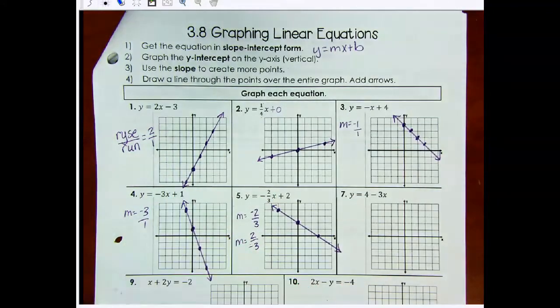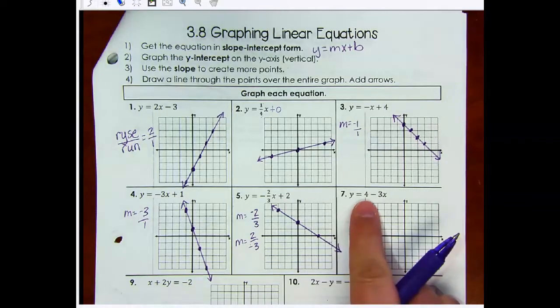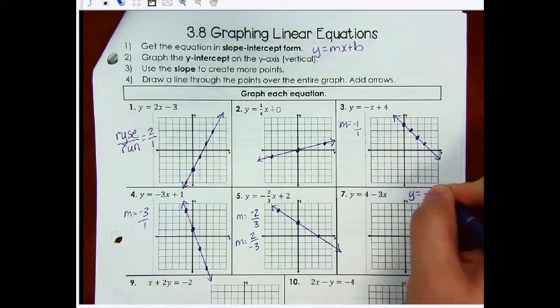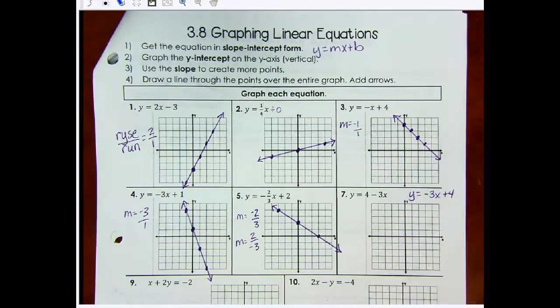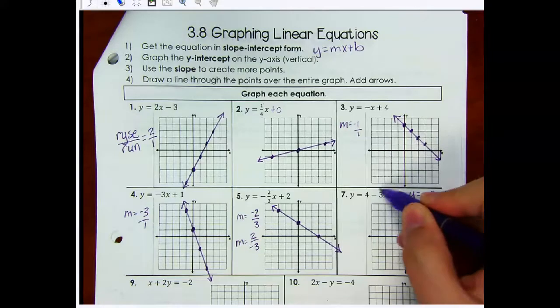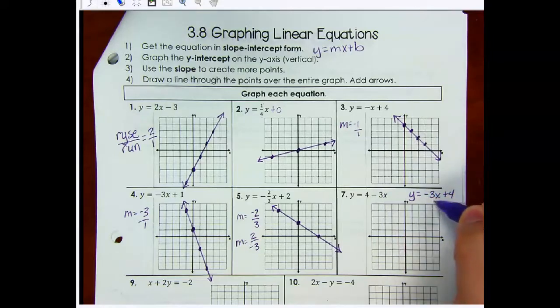And there we have that one. Now this last one isn't exactly right because it's not in slope-intercept form. It has 4 minus 3x. Well, what we really need is negative 3x plus 4. Okay, so sometimes you have to rearrange even when y is already by itself. Since this was a positive 4, it's going to be plus 4, and since this was minus 3x, it's going to be negative 3x.